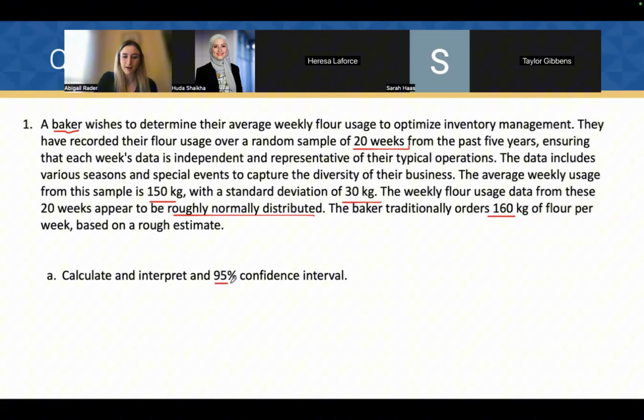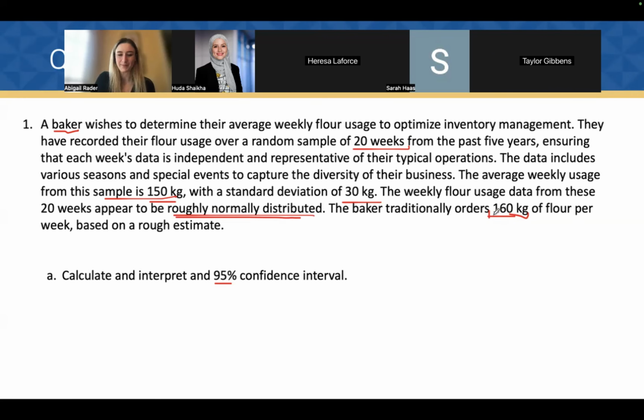So we want a 95% confidence interval of how much they are using in flour per week, based on their sample. So this is going to be Z. The reason is because we know that it's roughly normally distributed and we're trying to approximate from a sample into the population, and we're told what the population mean is. Oh no, I'm sorry. It's going to be T because we are not given the standard deviation for it. We're only given the mean for it.